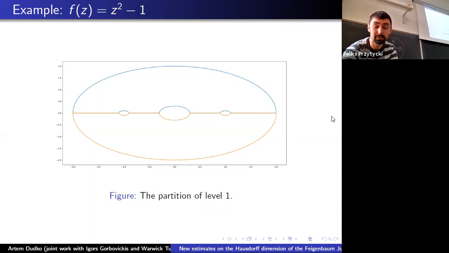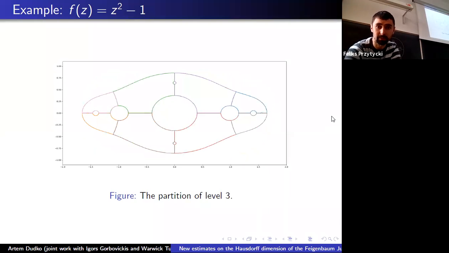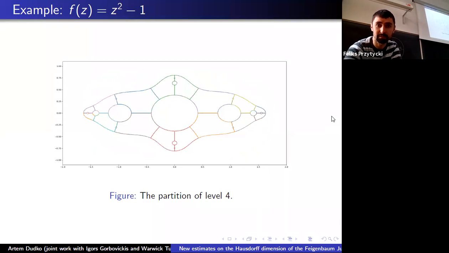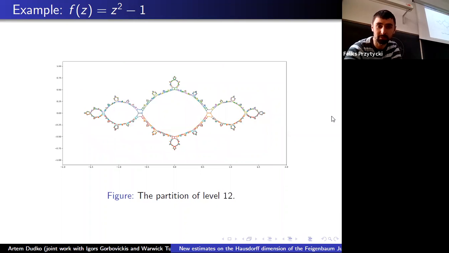And here is an illustration of partitions for the map z squared minus 1, a hyperbolic map. This is the level 2 partition, then taking pre-images, level 3. Now we have 8 pieces, 16 pieces, and so on. Here is a deeper partition of level 12. As you see, the pieces of the partition converge very fast.